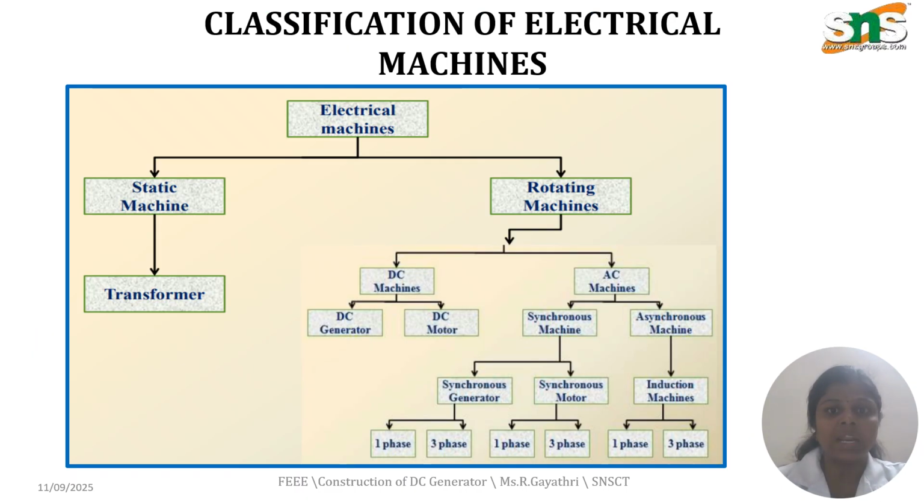In the classification of electrical machines, the first one is static, and the second one is dynamic, which is also called rotating machines. In the static type, we know the transformer, which is single phase and three phase. In the rotating machines, there are DC machines, which are DC generator and DC motor, and AC machines, synchronous and asynchronous types. In the synchronous machine, there are the synchronous generator and motor, and in asynchronous there is the induction machine. In all the AC machine types, there are single phase and three phase generators as well as motors.